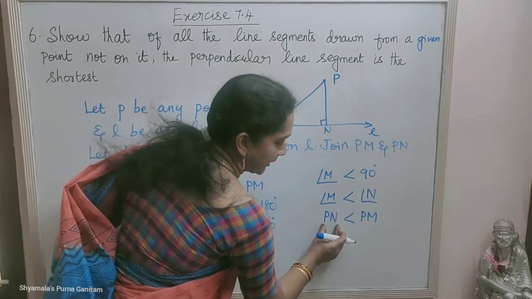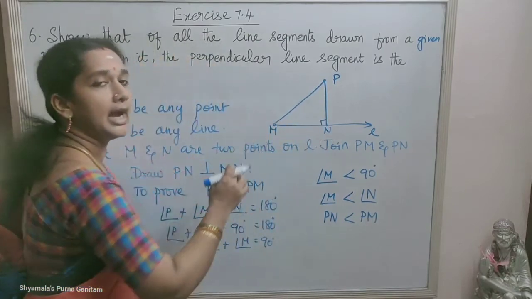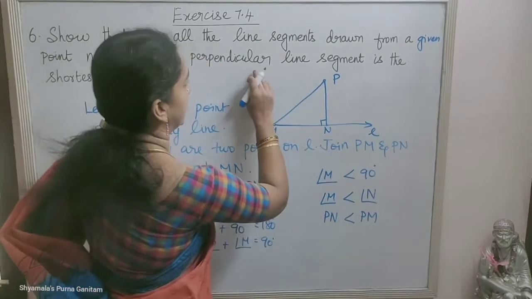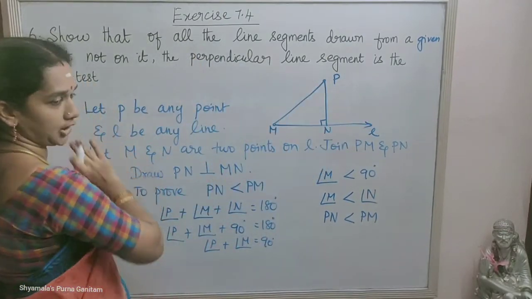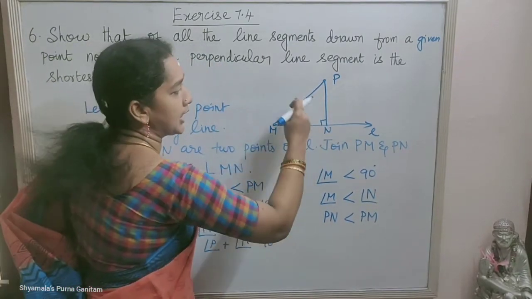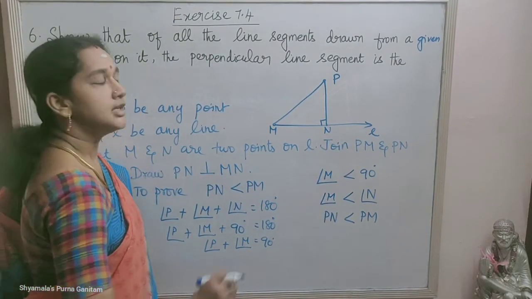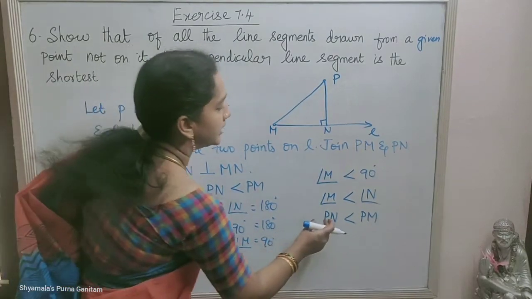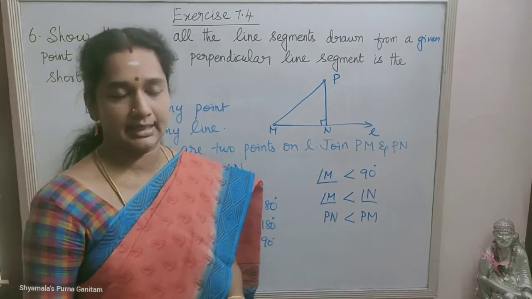That is, the perpendicular line segment is the shortest when compared to other line segments joined from the point. PN less than PM. That is the thing they asked. We have proved that when we compare PN and PM, the two line segments connected to the line, PN is the shortest. So PN is shorter compared to the other line segment.